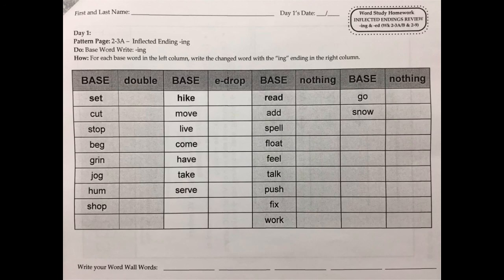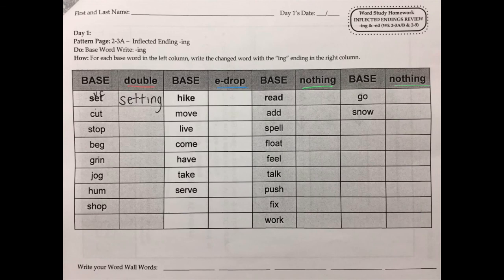Page 2. We're on day 1, and we are going to write our base word with our -ing. If I look at my headers here, I have double, I have E drop, and I have two columns for nothing. I'm going to start in my double column, and you can just do this in regular pencil. I look at my base word set. I see a vowel, I see a consonant. I know my consonant isn't going to want to be in between two vowels by itself, so we're going to need to double it to change it to setting.